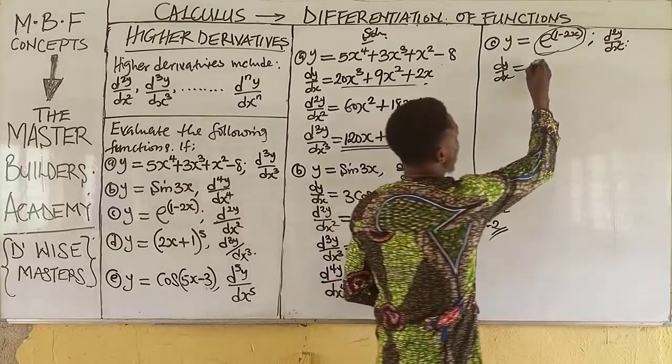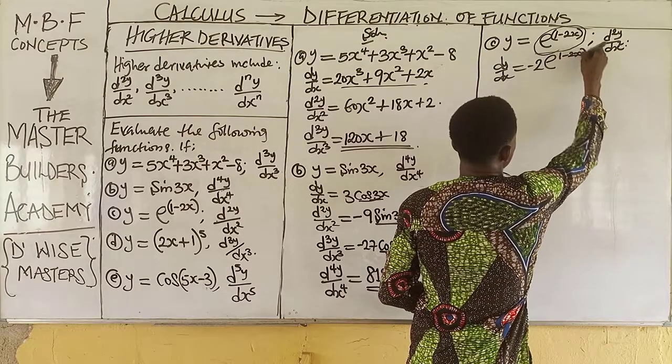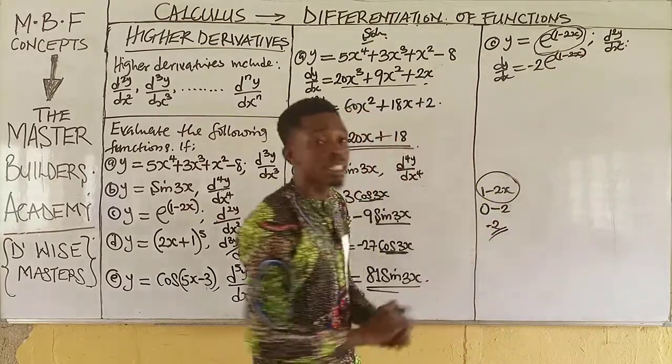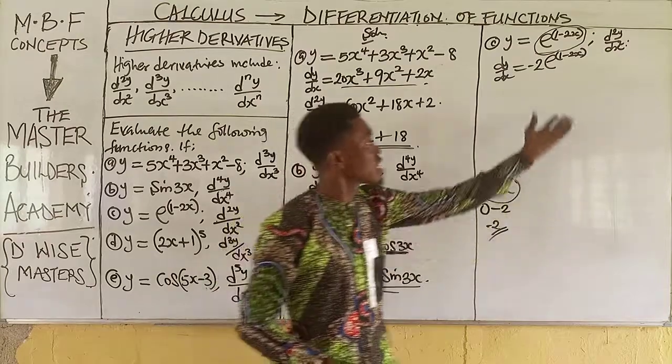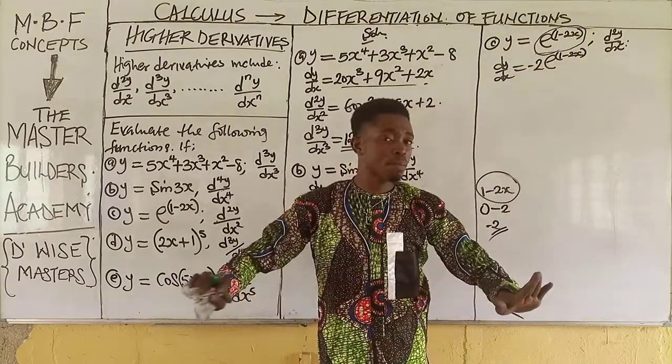Now we are going to put down negative 2 and repeat the whole function that we were given. You can use brackets if you choose to. This is the first derivative. And understand, to find the second derivative, you need to differentiate the first derivative.